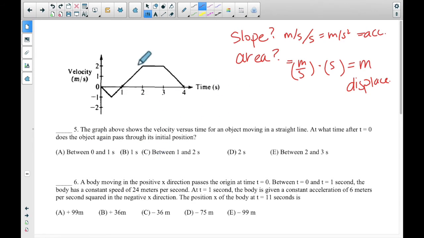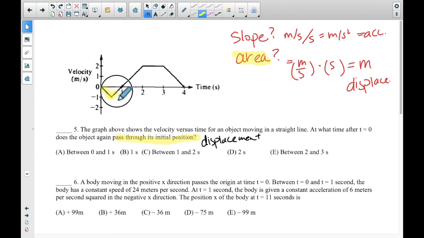Number 5 is asking us, at what time after t equals 0 does the object again pass through its initial position? Okay, it's a position question. A position question means displacement. So displacement means area. So we need to look at the area of this. Okay, let's look and see what's going on. This object is going in the negative direction. It has a negative slope. That means it's going in the negative direction.